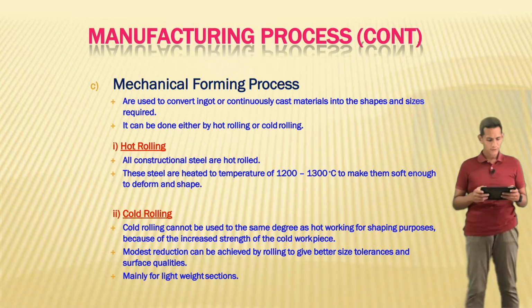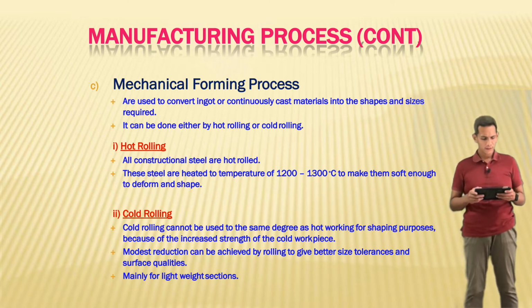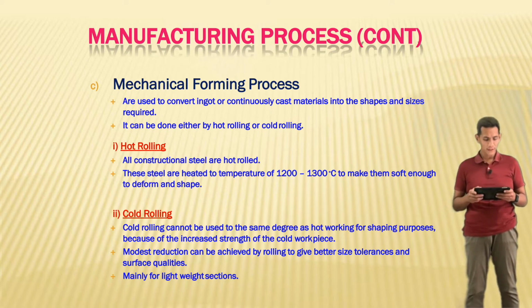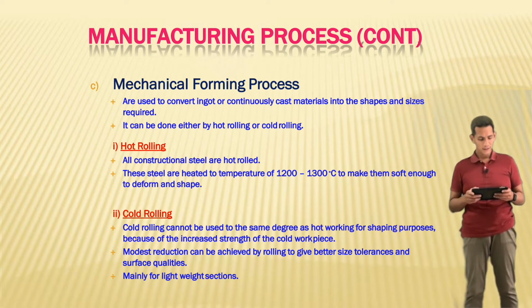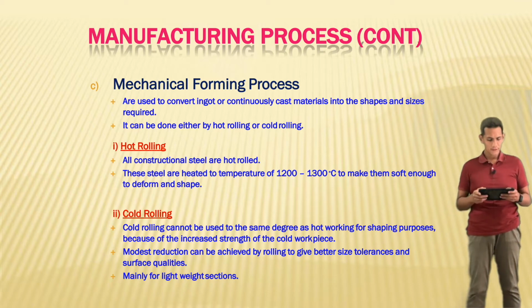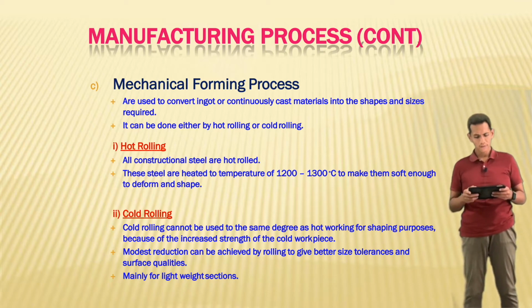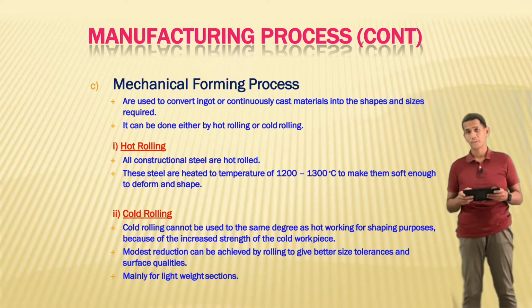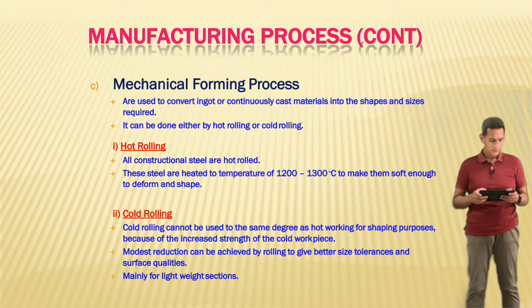Mechanical forming processes are used to convert ingot or continuously cast material into the shapes and sizes required. It can be done either by hot rolling or cold rolling. What is hot rolling? Most structural steels are hot rolled. These steels are heated to a temperature of about 1200 degrees Celsius to make them soft enough to deform and shape. And then cold rolling.